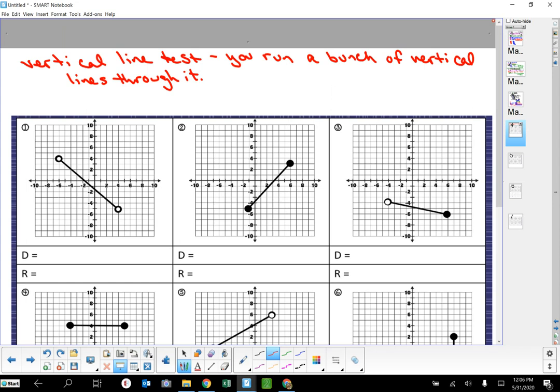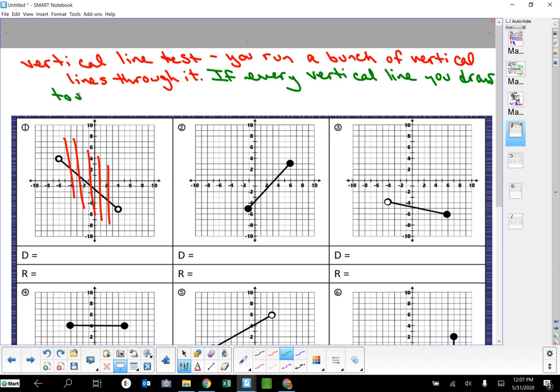Okay, so I'm going to do that. I'll take number 1 here. I'll run a bunch of vertical lines through this thing. Those are vertical, up and down, right? Then here's how this works. If every vertical line you draw touches the graph in only one place, then the graph is a function.